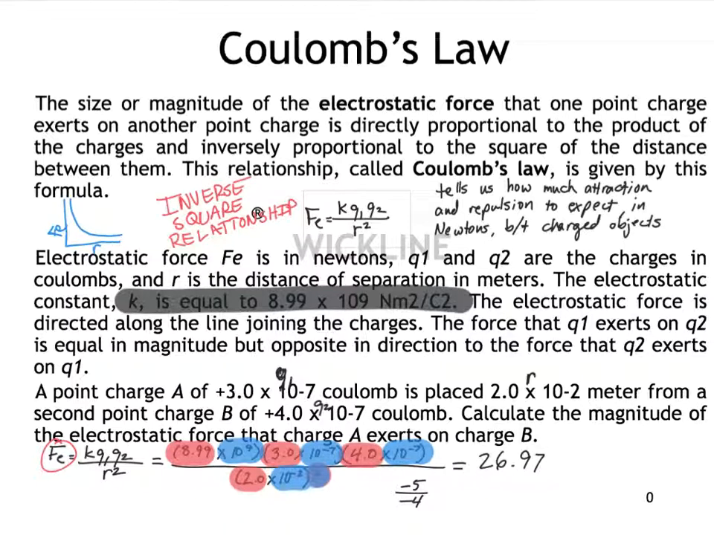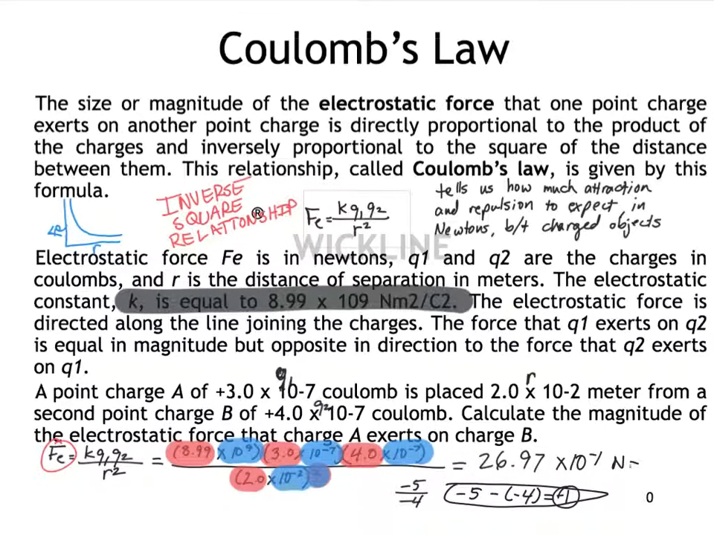Now when you combine the numerator with the denominator, you do that through subtraction rather than addition. So it's going to come out to be equivalent to -5 minus -4. -5 minus -4 is the same thing as -5 plus 4, which is going to be -1. Now after all that, we can see that our answer is 26.97 times 10 to the -1. This is F_E, so the answer is going to be in newtons. And this is also not proper scientific notation.